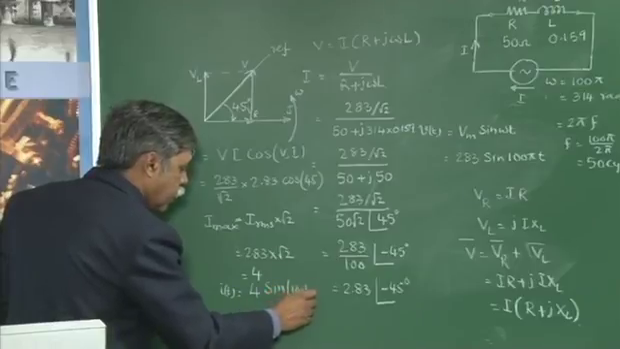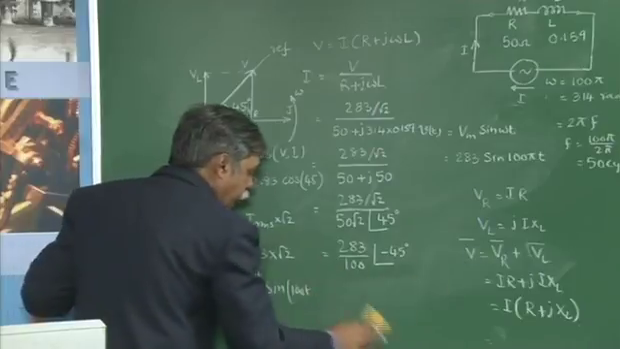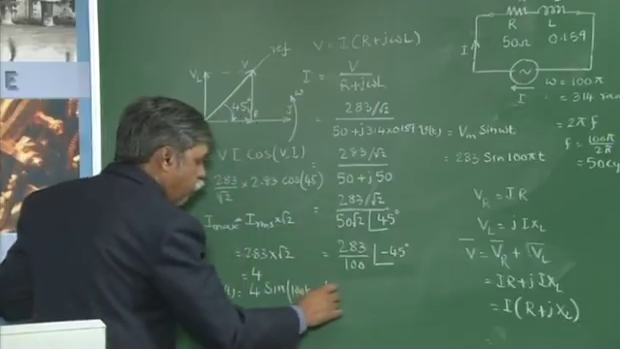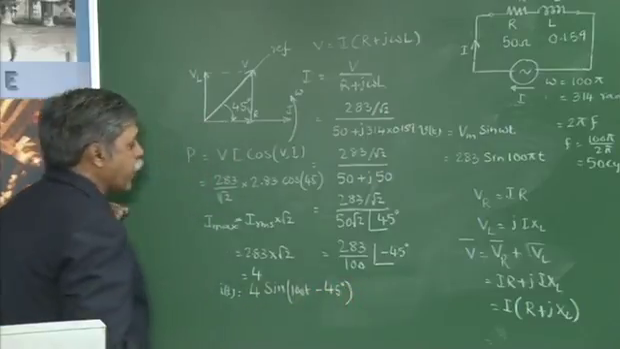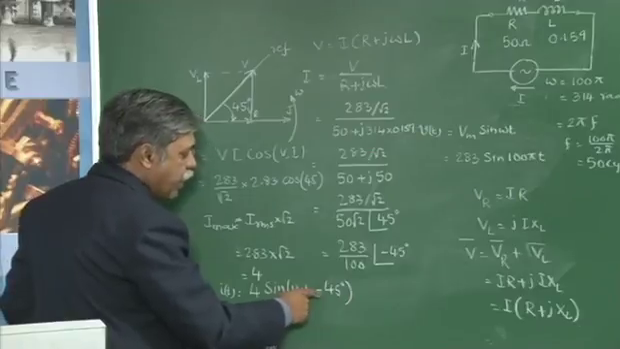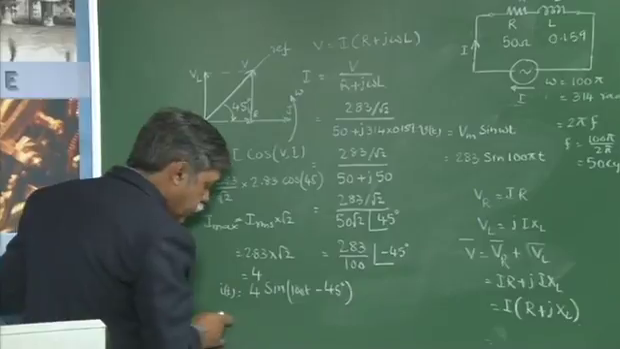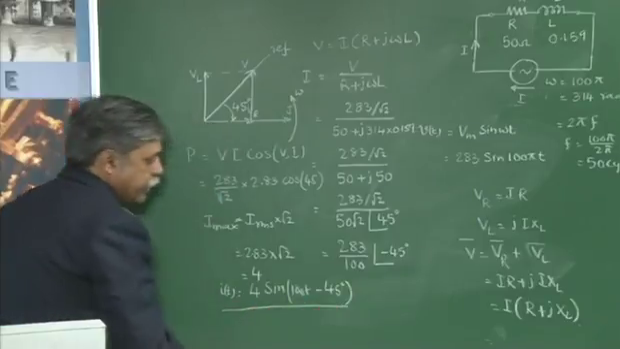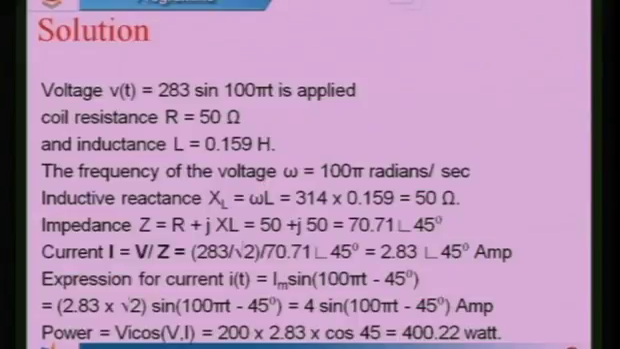100 pi, there won't be any change in the frequency, but the current has a phase angle difference of 45 degrees lagging behind the voltage. Since it is lagging behind, I write minus here, the angle what I have, 45 degrees, I write that. So this is the expression for the current. So this is the solution of the problem.